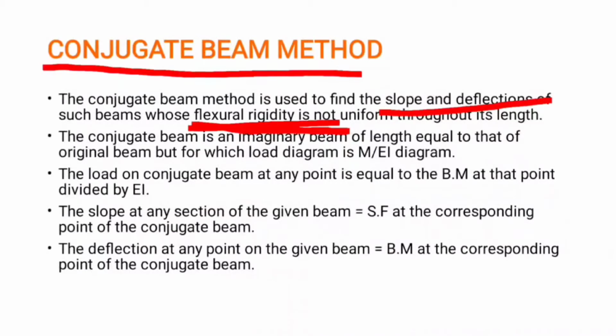The conjugate beam method is an imaginary beam method. In this case we consider the load diagram as the M by EI diagram. The actual beam is there, but in the conjugate beam method, the M by EI diagram is the loading diagram.